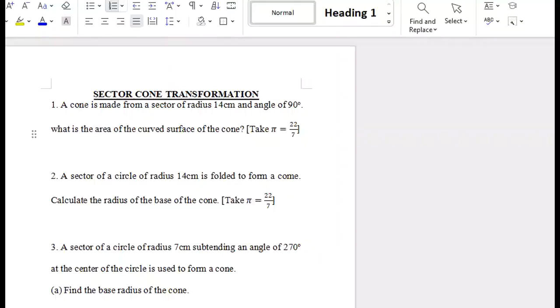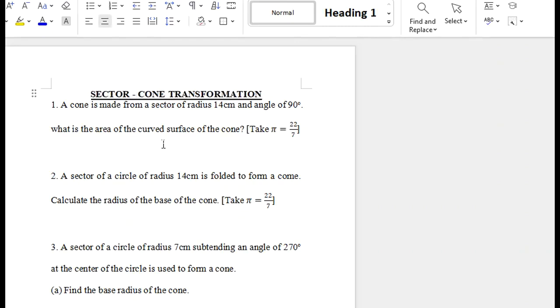So from where we stopped yesterday, we were looking at sector cone transformations.